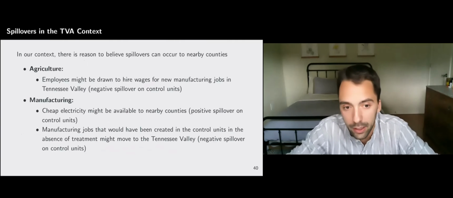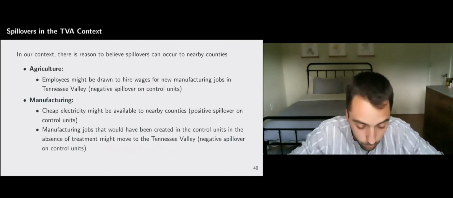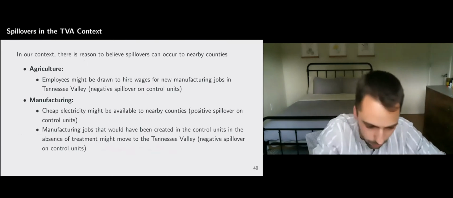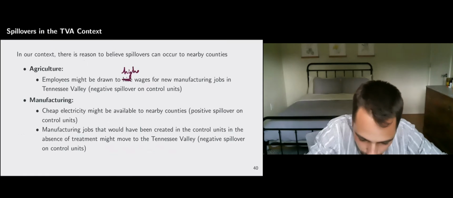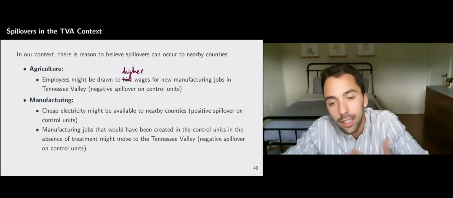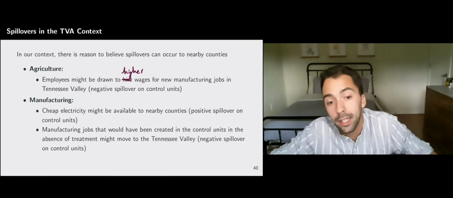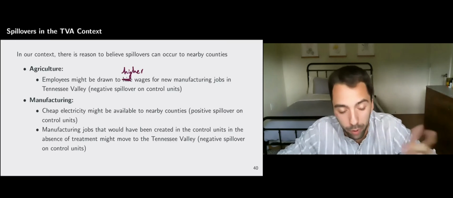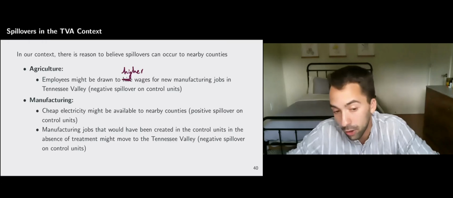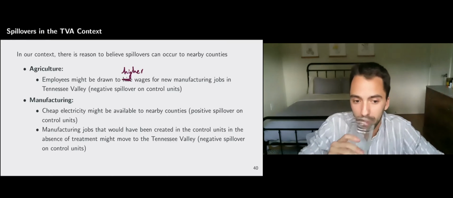So thinking about spillovers in the TVA context, there's reasons to believe that spillovers can occur to nearby counties. So for agriculture, perhaps farm workers just outside the Tennessee Valley might be drawn to higher wages from new manufacturing jobs in the Tennessee Valley. So you would have a decline in farm worker employment in the control counties, so a negative spillover. This would bias your estimate of the agricultural impacts upwards. And for manufacturing, there's potentially positive and there's potentially negative spillover effects. The cheap electricity that got brought to the region might have a positive spillover effect on the control units if they also have access to this cheap electricity.